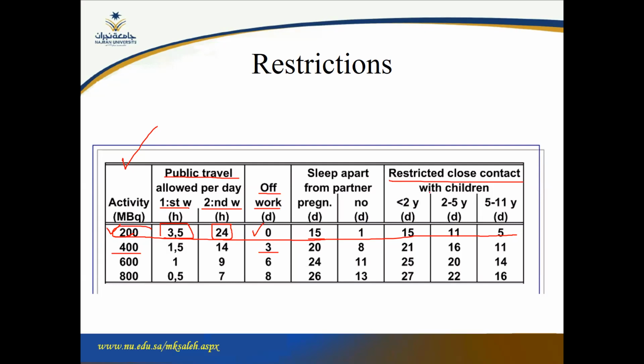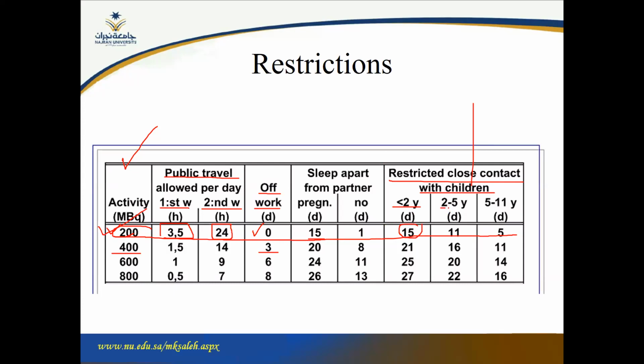And restriction about contact with the children. Why with the children? Because children have more sensitive organs and tissue to radiation. So we have this restriction for children. If the child is less than 2 years old and the patient receives 200 megabecquerel, the patient should stay away from children for up to 15 days.